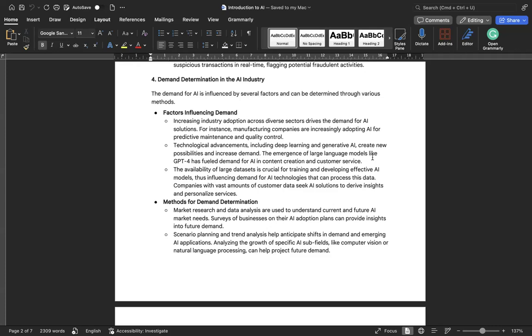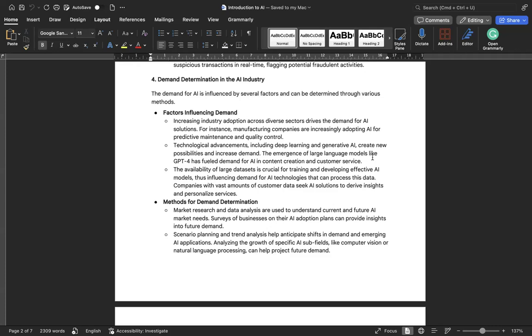But now you can see for several tasks they have different models as well. You can see that easily. For research-based work, they have a special model. Then for creative writing, they have another special model. And for spell check, grammar check, they have another special model. So likewise, GPT-4 has fueled demand for artificial intelligence in content creation and also in customer services.